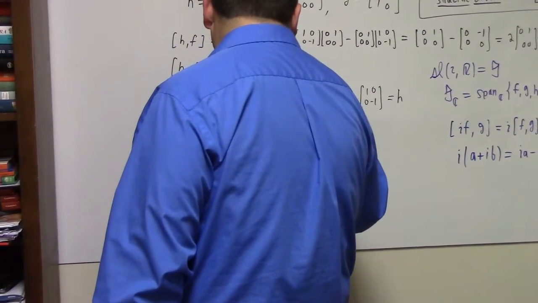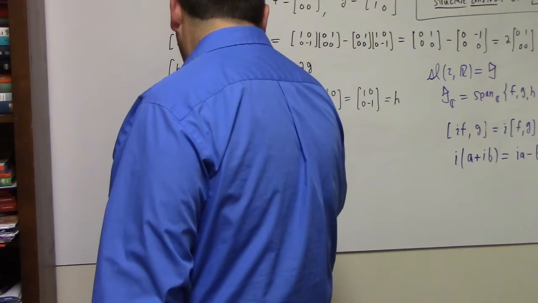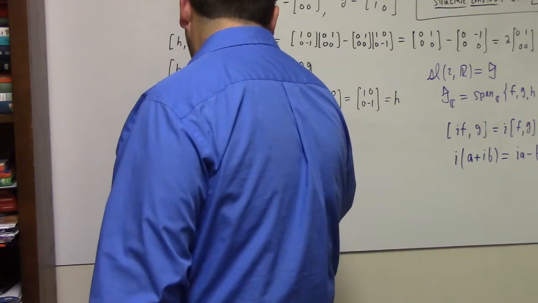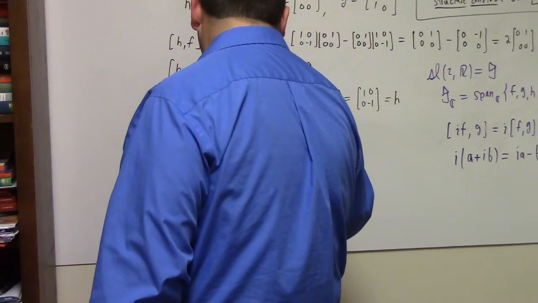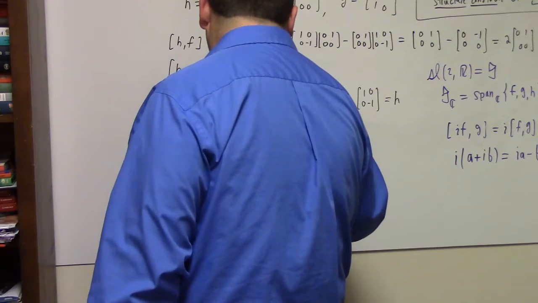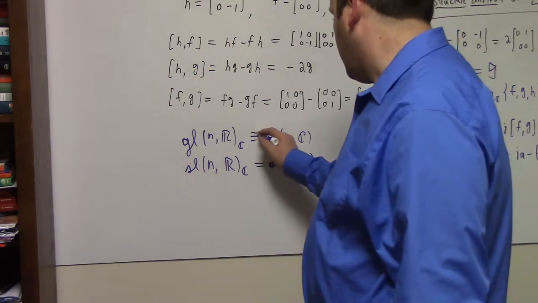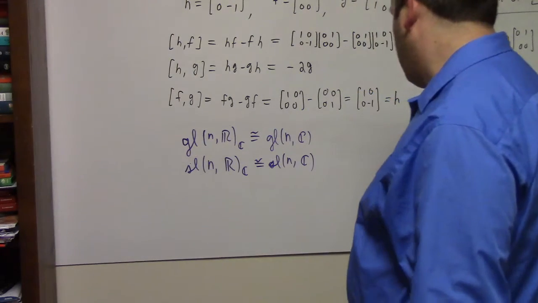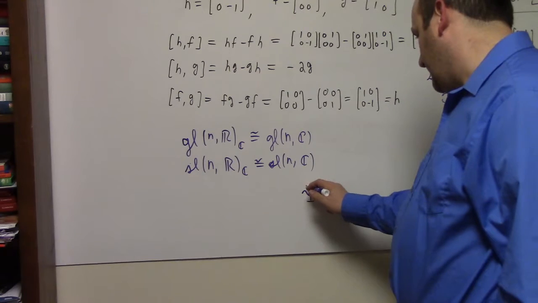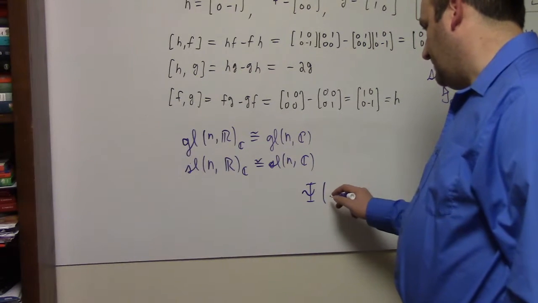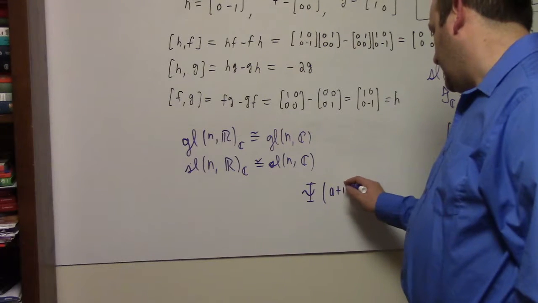I guess the proof is in the isomorphism. So what's the isomorphism? If it's so easy, I should be able to tell you the isomorphism, right? These are not equal, these are isomorphisms, okay? So what's the isomorphism from, say, A plus iB?